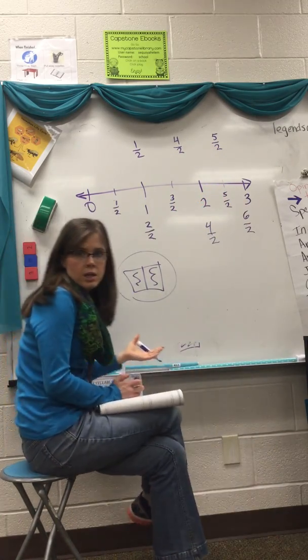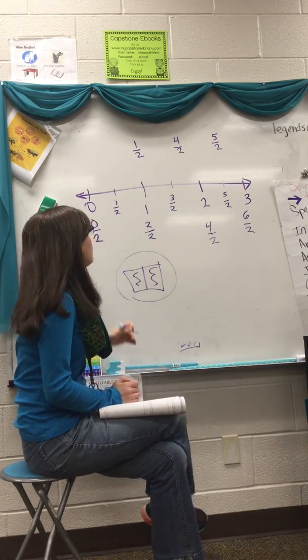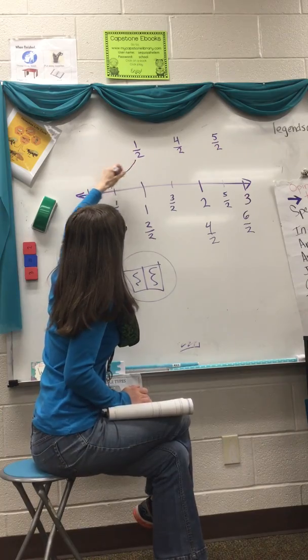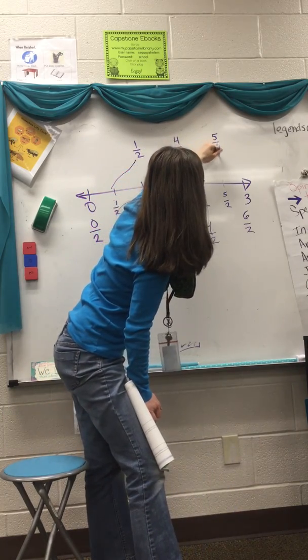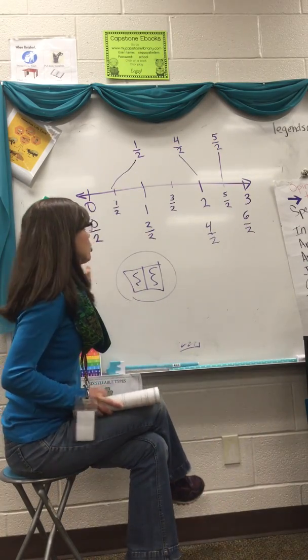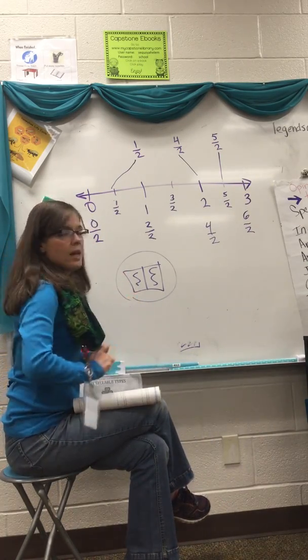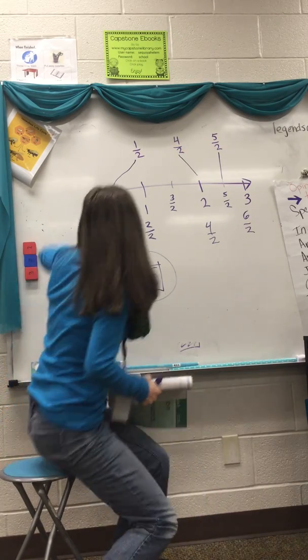So now is the easy part. I just have to match up the fractions with where they're at on the number line. So 1 half would be this way. 4 over 2 right here, and then 5 over 2. And then I'm done. It's going to be a lot easier if you just go ahead and label your whole numbers, and that's going to keep you from getting confused. All right, let's do one more.